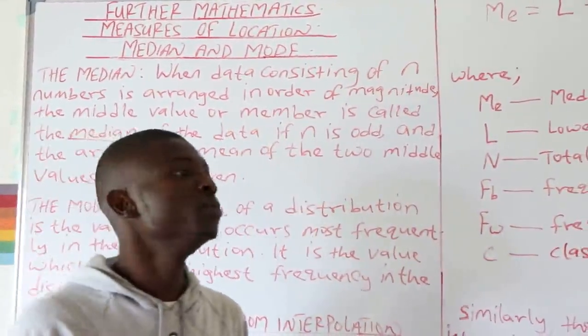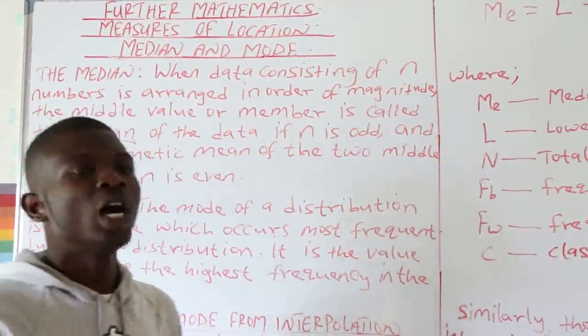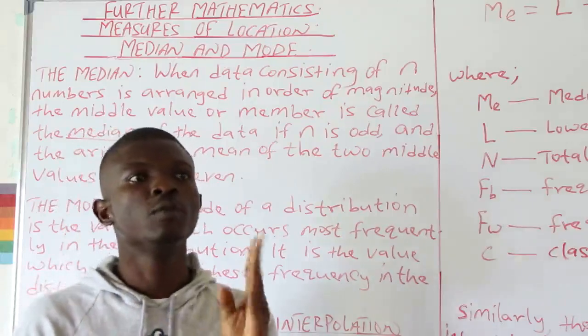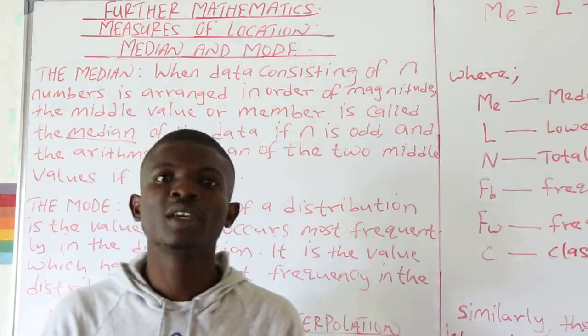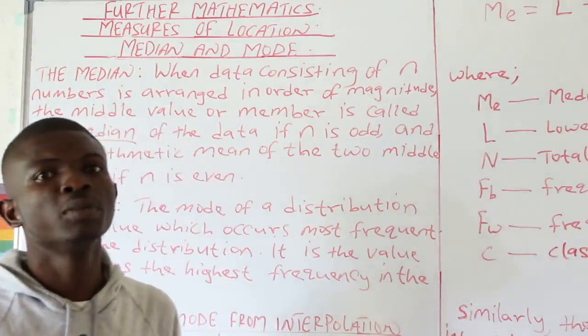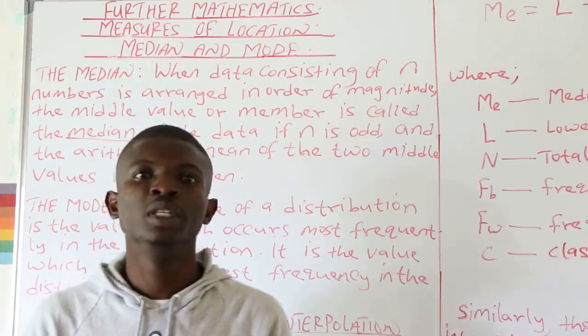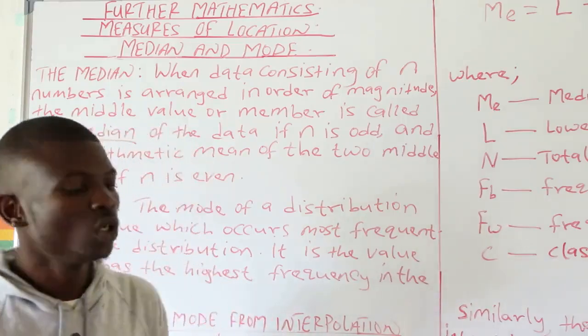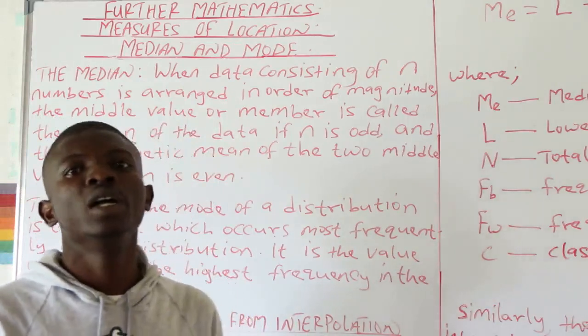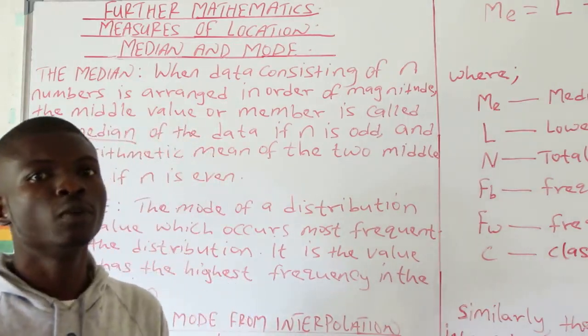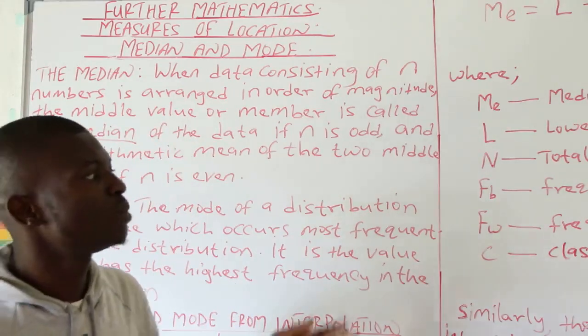Now we started with mean, and we said mean has four forms. We have the arithmetic mean, we have the geometric mean, we have the harmonic mean, and we have the weighted mean. Out of these four forms of mean, it's only arithmetic mean that is the most familiar and the most popular. Now we started with arithmetic mean.